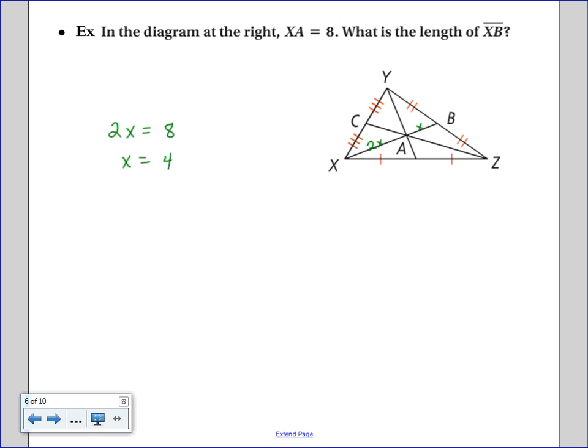That means now we know the 2 pieces, so XA would be 8 and BA would be 4, and put them together to get XB. So XB will equal 12. It's not always this simple. Sometimes there's a little bit more involved, but if you always get in the habit of using 2x and x on your label, you should be able to figure out the right equations to use.